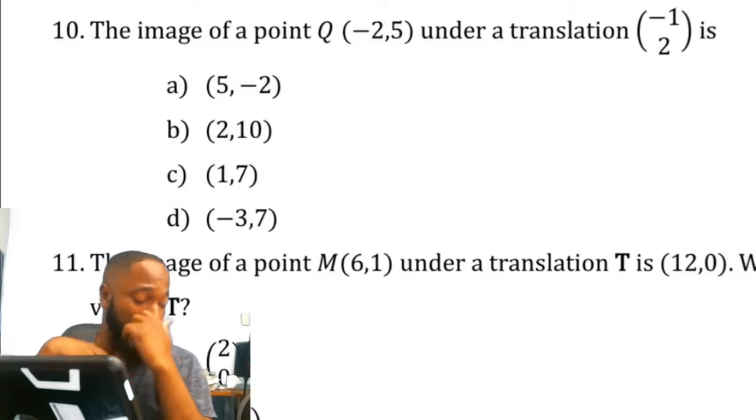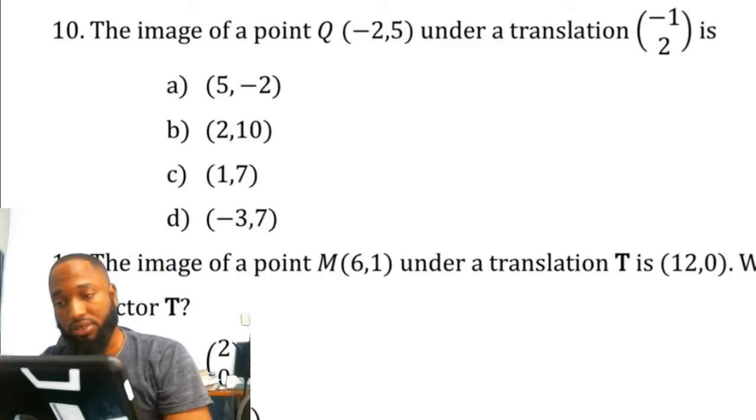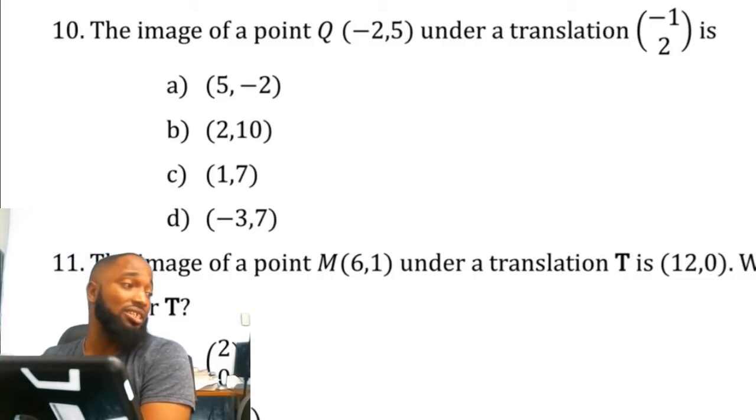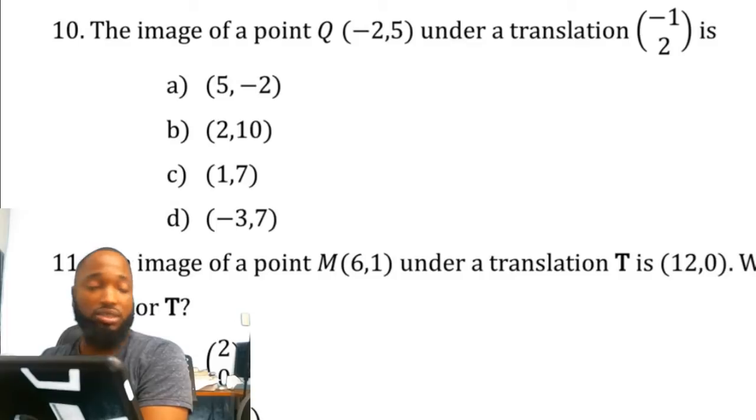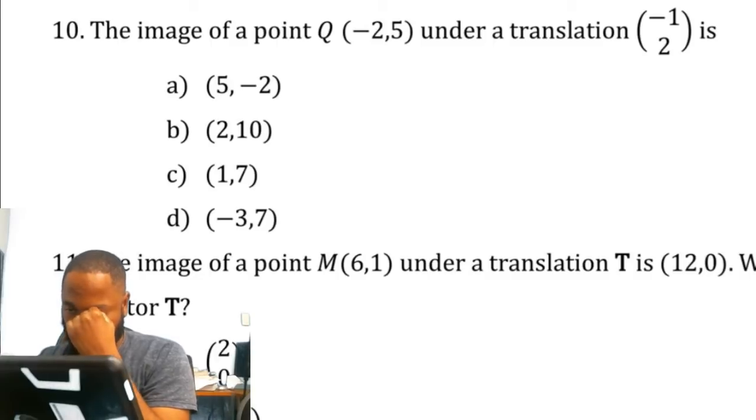I'm supposed to be making note of all the answers because I had these answers to write out. The image of point Q, right? The translation. Make sure you can do this. Somebody say B. Jarell says B. Shanine says C. The image of a point Q on the translation.